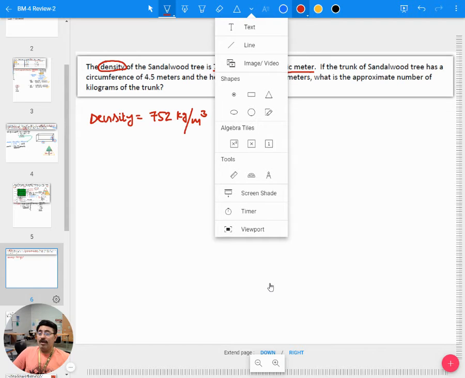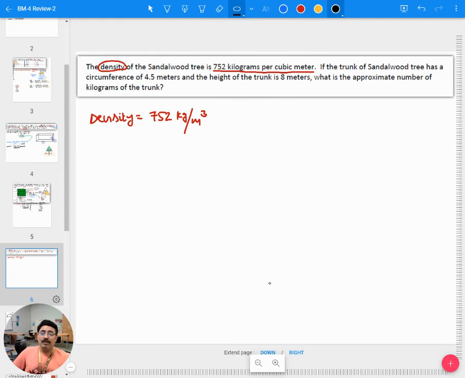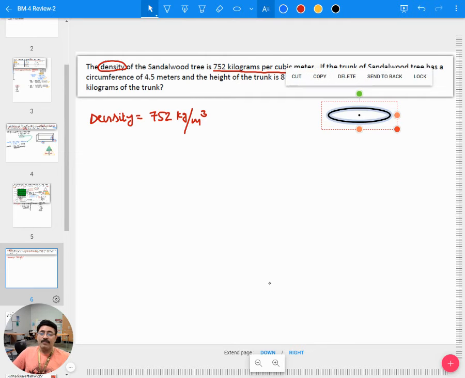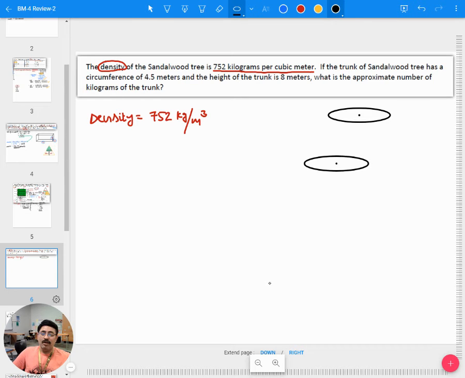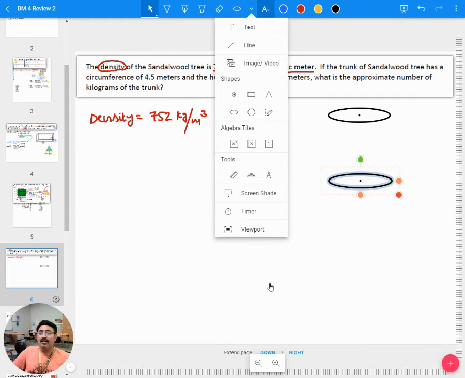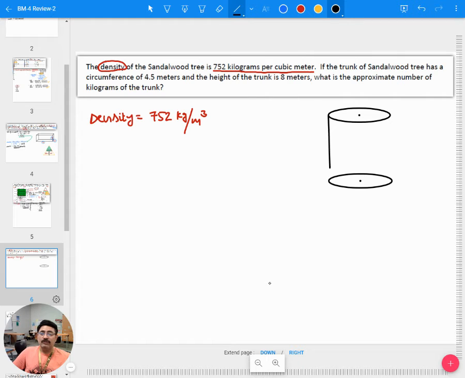let me try to draw the trunk. Okay, let me draw one more. Now, let's say that this is the trunk. This is the trunk of a tree.